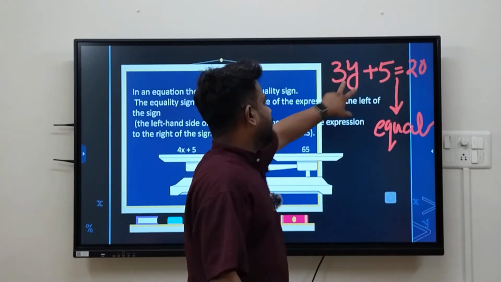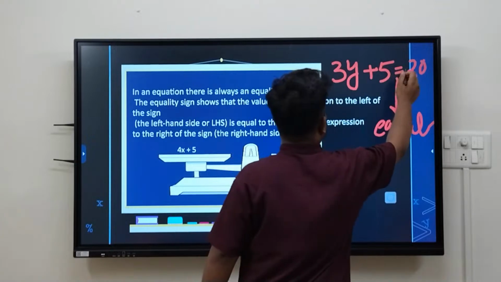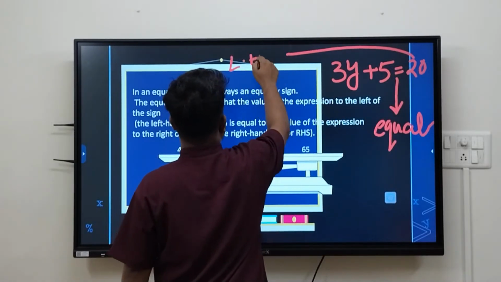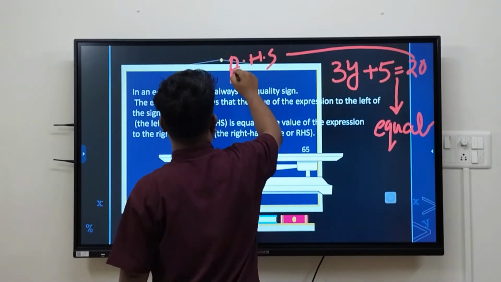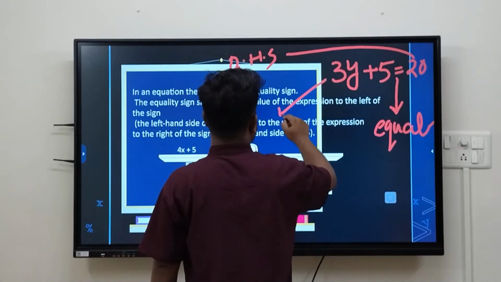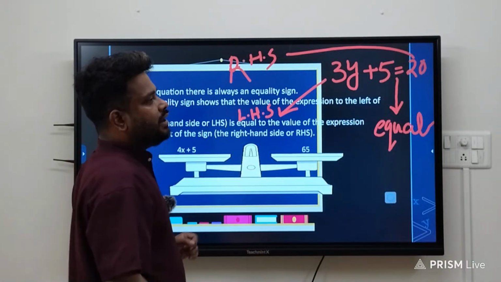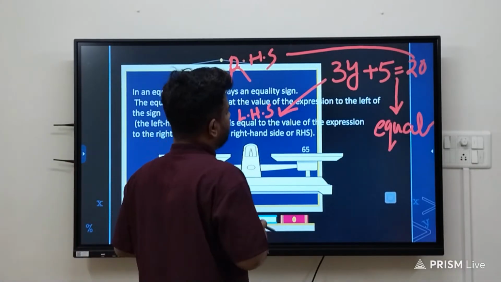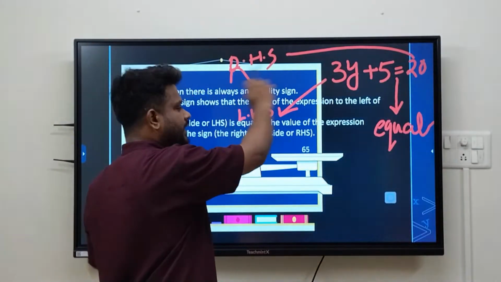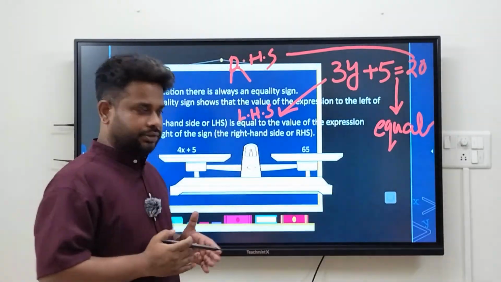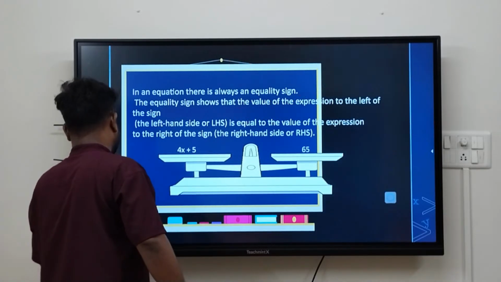Here we are doing an operation on the right-hand side. This side will be called the left-hand side or LHS, and this will be called the right-hand side or RHS. In between them there is a sign called the equal to sign, and the whole expression is called an equation. Just like this one, and we can solve this all together.